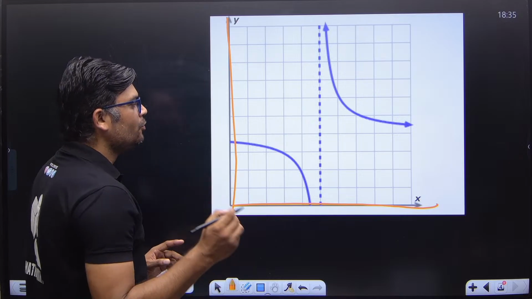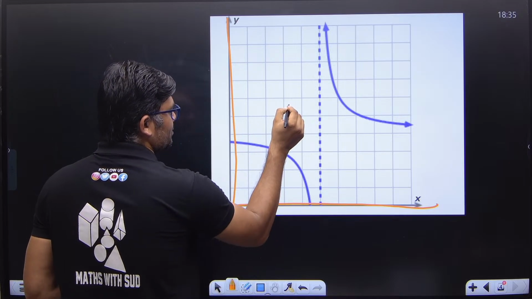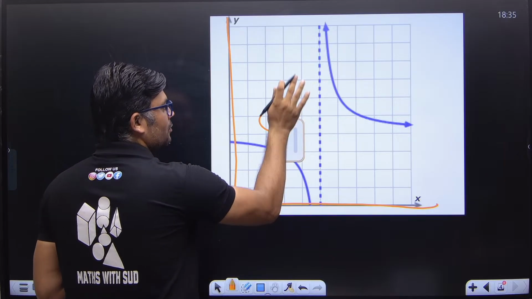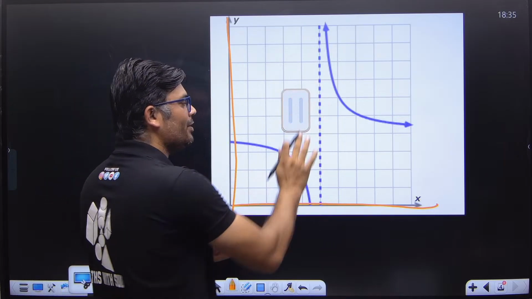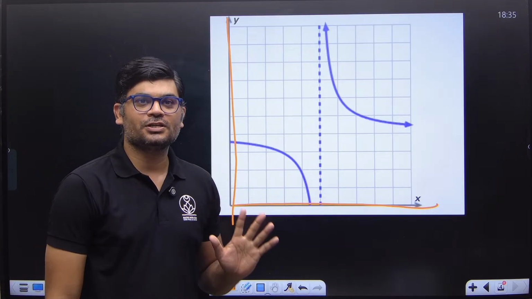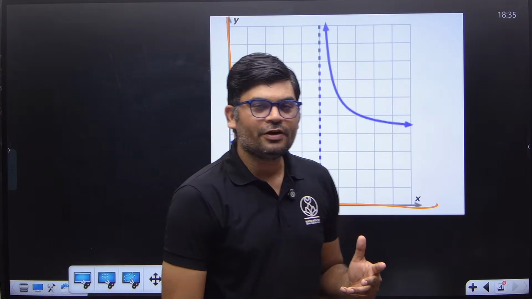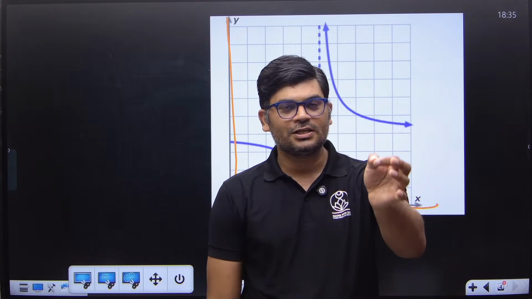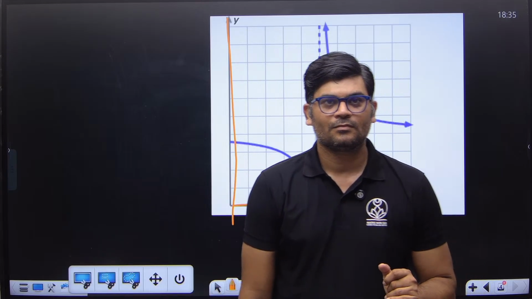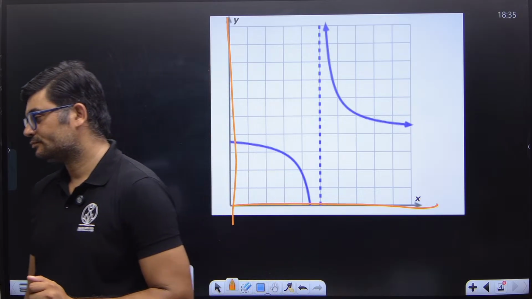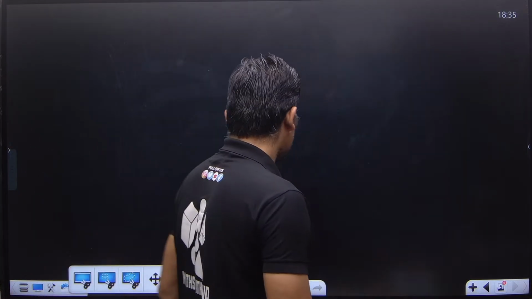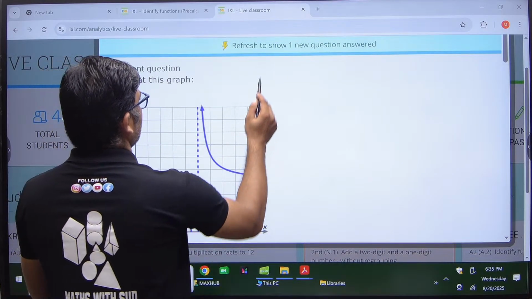If you have 2 y values, then the graph would be like this. See, 1 y and 2 y. So for this, how many y values do you have, single or double? Single. So this is a function. A graph is a function if for a single value of x, you will have a single value of y. Understood? Okay. So this is a function.